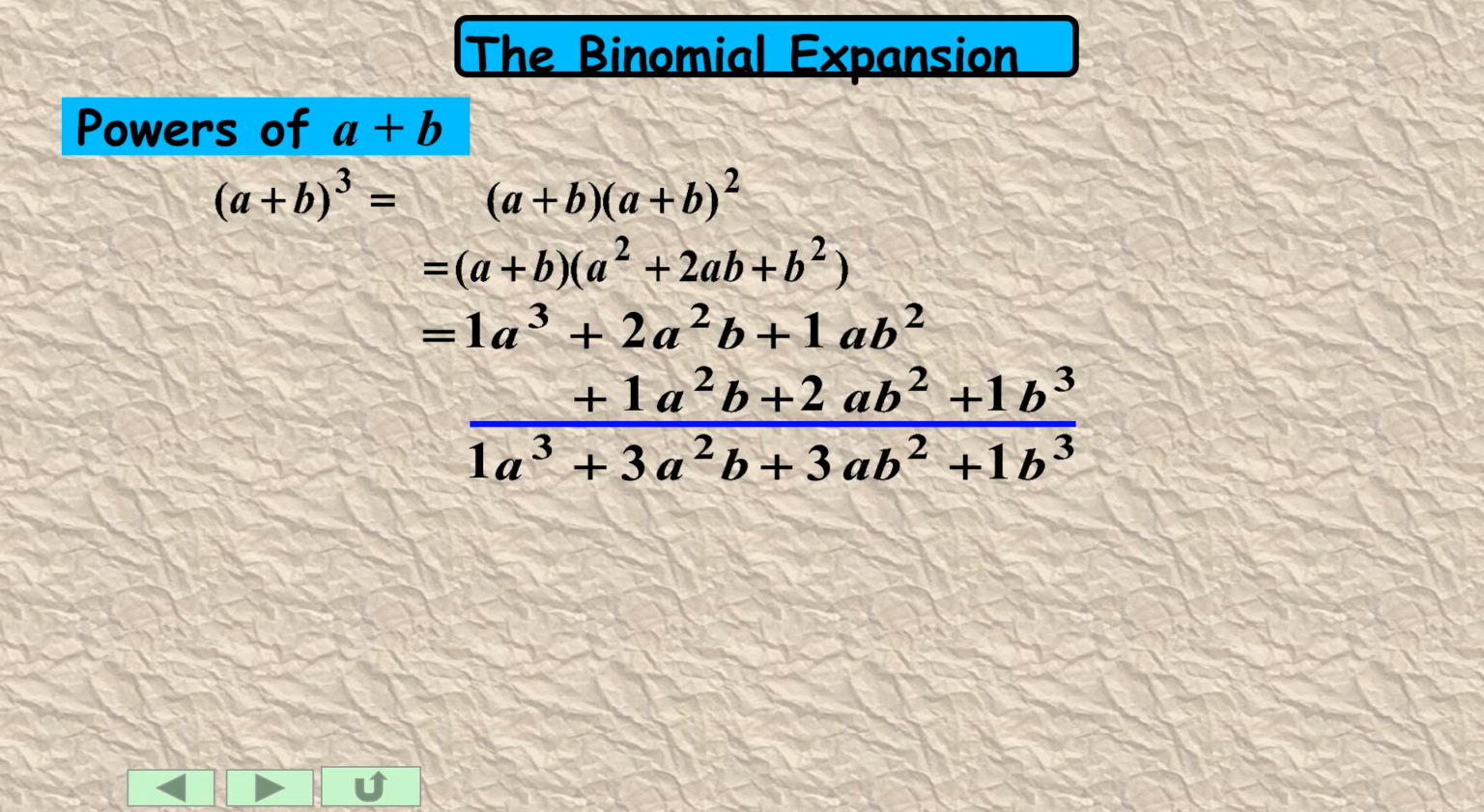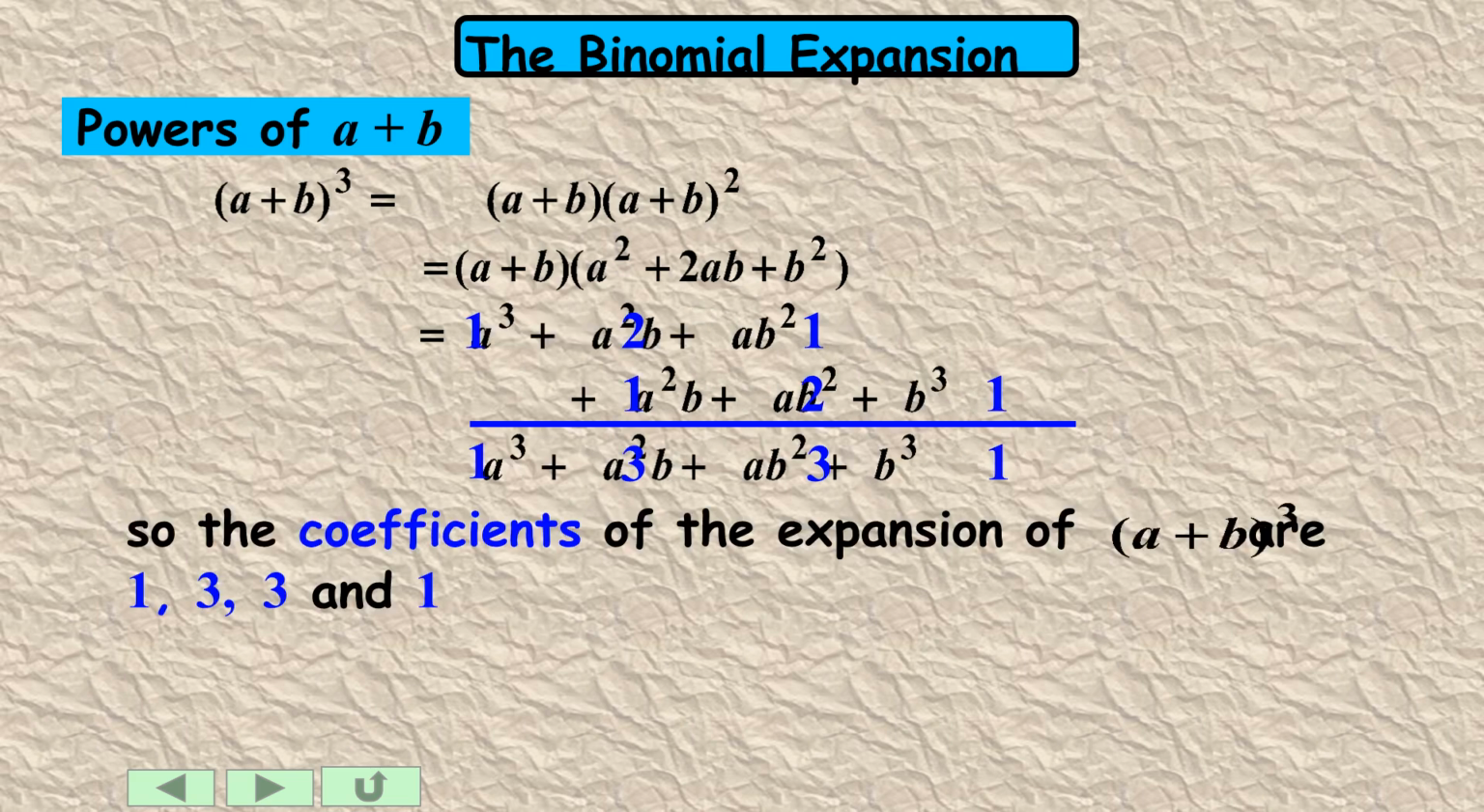Now we add the terms together. 1a cubed remains the same. 2a squared b plus 1a squared b equals 3a squared b. 1ab squared plus 2ab squared equals 3ab squared. Finally, 1b cubed remains the same. So the coefficients of the expansion of a plus b cubed are 1, 3, 3, and 1.